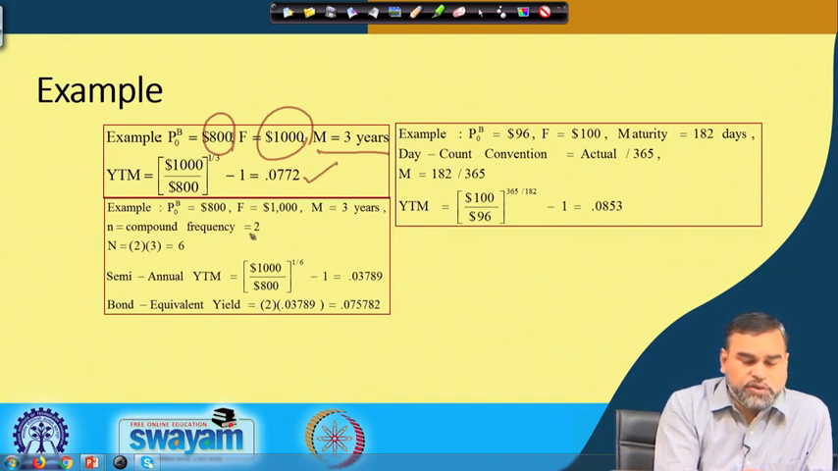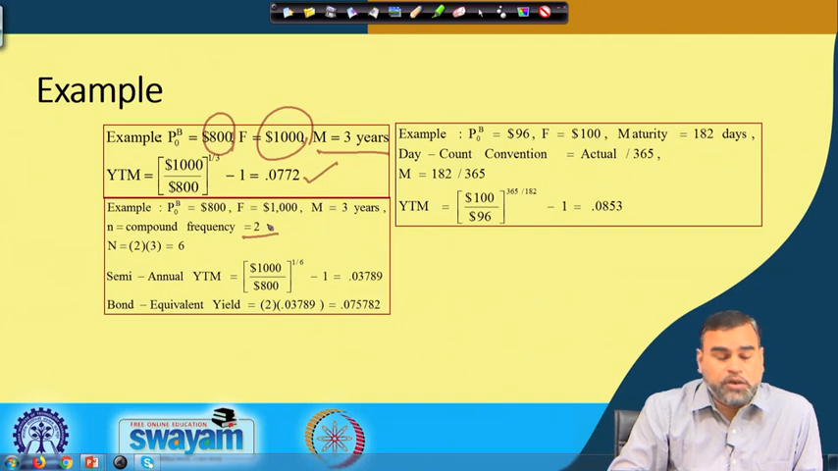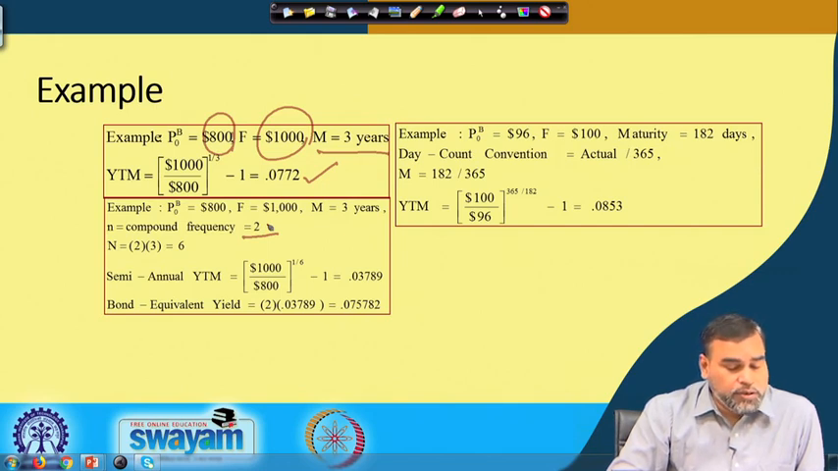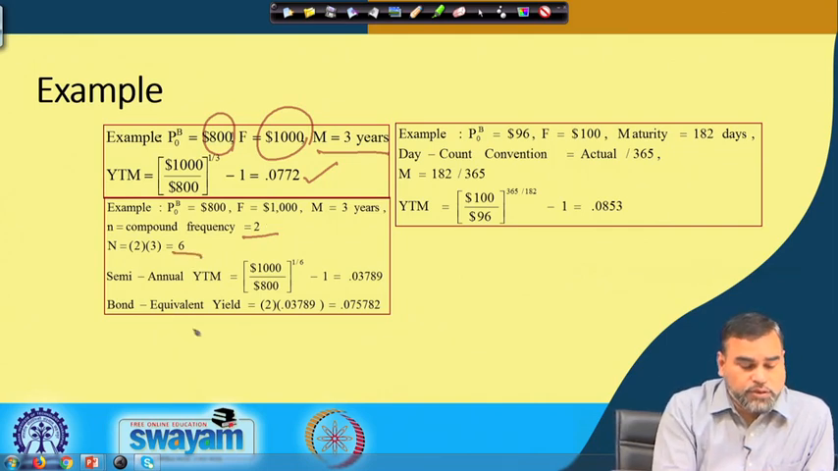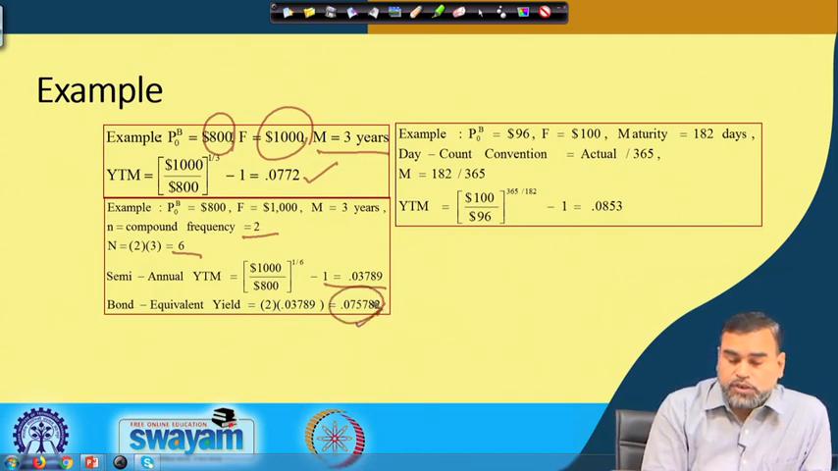If the frequency is 2, that means it is semi-annual compounding; n is the compound frequency. If you want to calculate in that way, then your n is equal to 6, then your semi-annual YTM is equal to this, and the bond equivalent yield means 2 multiplied by this, that is 7.57%. But let the maturity period be only 182 days.